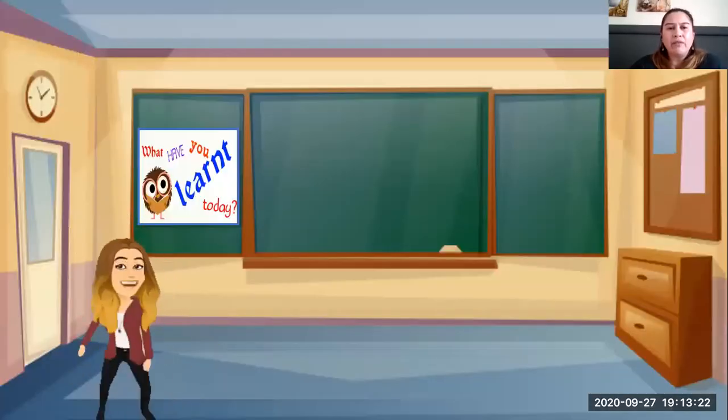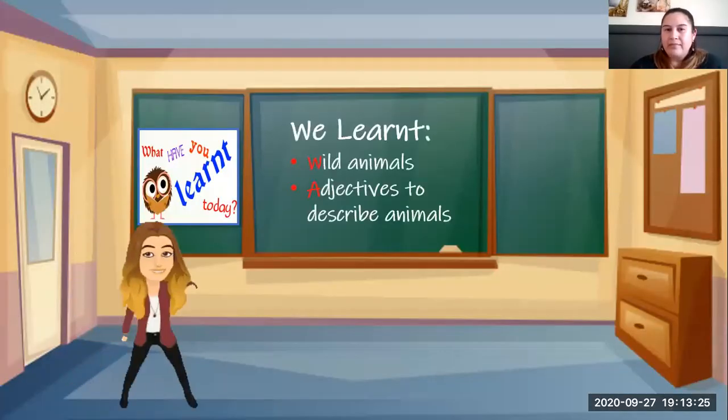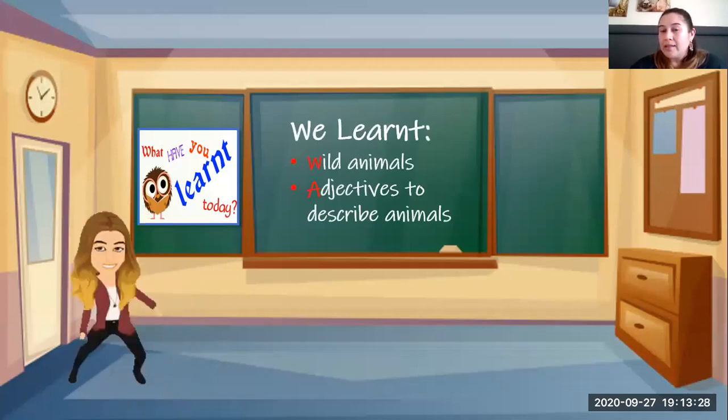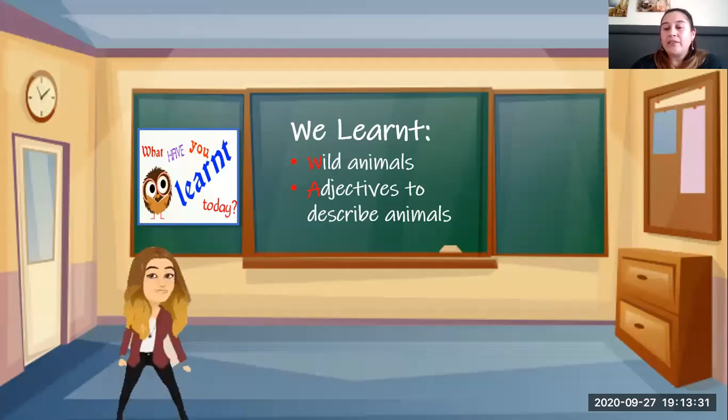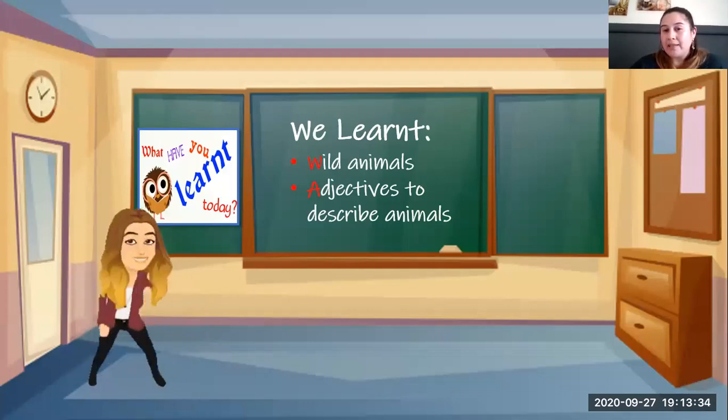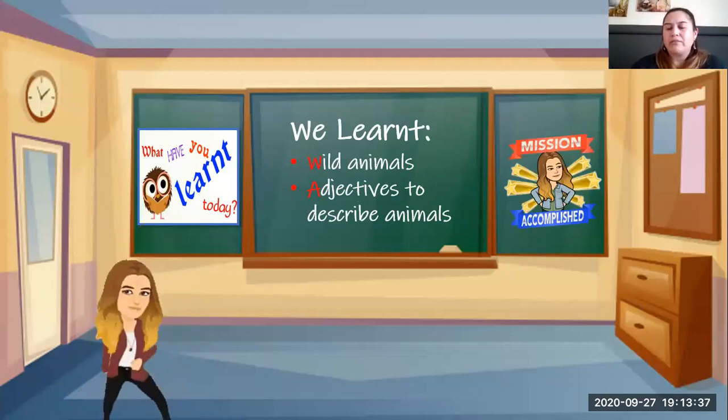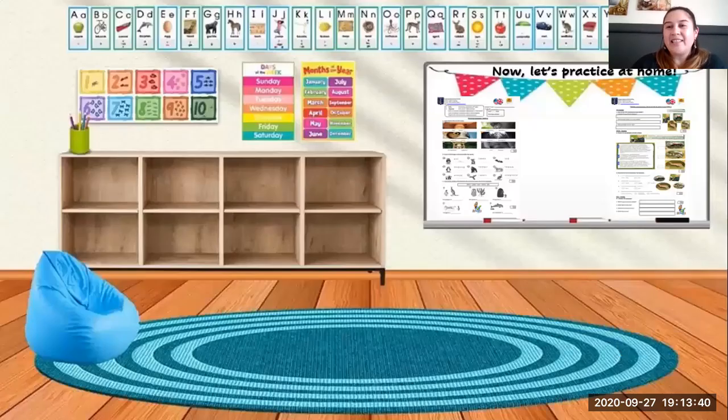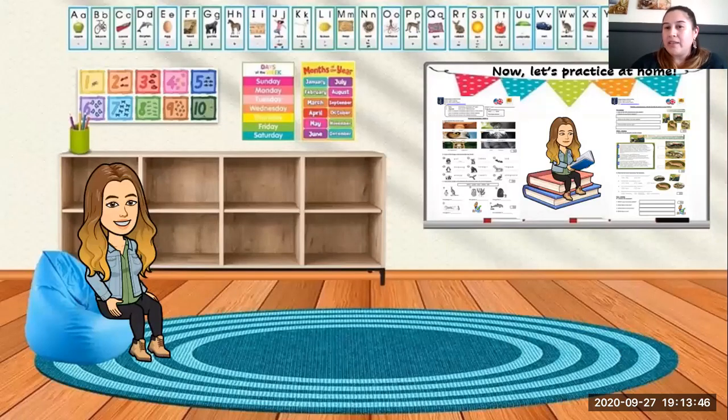So, what have you learned today? ¿Qué has aprendido hoy? We learned about wild animals. Aprendimos sobre animales salvajes. And adjectives to describe animals. Y adjetivos para describir animales. Okay? So, mission accomplished. Misión cumplida. Now, let's practice at home. Ahora vamos a practicar en casa. A través de nuestras actividades que van a ir adjuntas al correo de tus padres para que las puedas desarrollar. Remember that you have to finish them and take a picture and send it to my mail. Recuerda que las tienes que completar y enviarlas a mi correo electrónico.